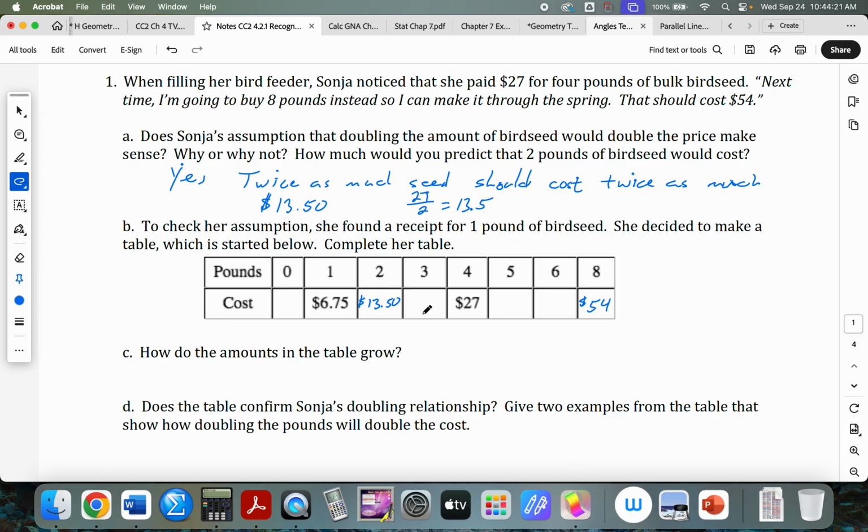So if we're going to find the amount for 3 pounds, there are several ways that we could do this, but since we already have these two items in the table, if we know the cost for 1 pound and the cost for 2 pounds, what can we do to get the cost for 3 pounds? Yeah, add them, exactly. If we add those two together, it's going to be 13.50 plus another 6.75 will be 20.25.